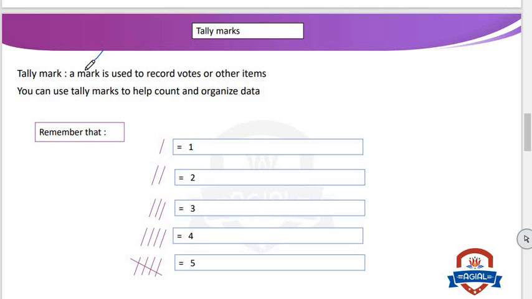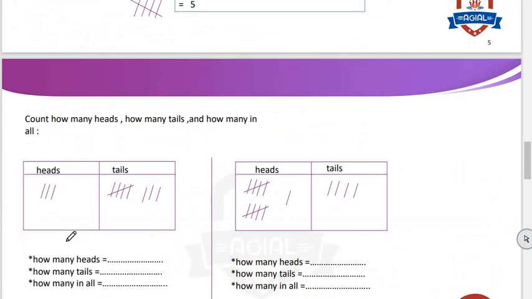Remember that at first, this dash means one only. And this means what? 1, 2, super. And if we draw 3 dashes, it means 3. And if we draw 4, it means 4. When we draw 5, we draw 4 like this, 1, 2, 3, 4, and make 1 across them to make a bundle. So this equals 5. When you see it, this means 5 without counting. Is this easy? Okay.